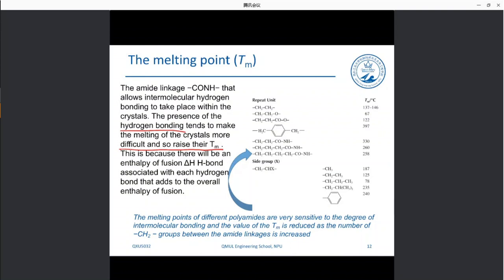We said that the weakest type of intermolecular bonding is van der Waals bonds, but hydrogen bonds have significantly more strength, and they need more energy in order to break. So when we have intermolecular hydrogen bonds, that means we need higher thermal energy to destroy these bonds. Okay.